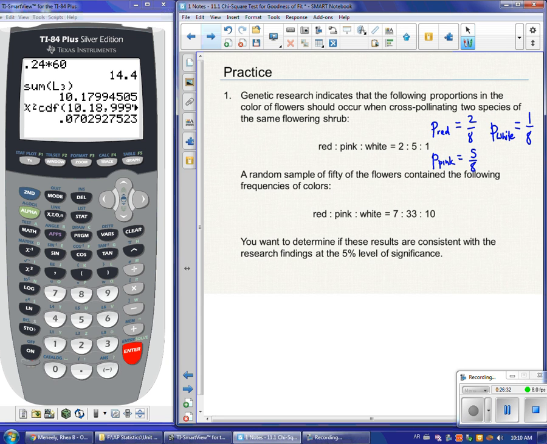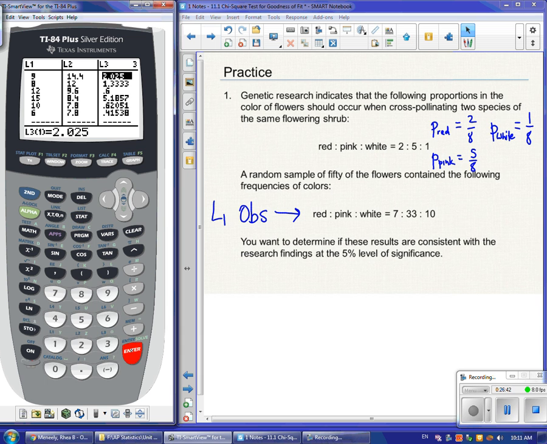So what I have here is what I observed. This is my observed data, so this is what I want to put in list 1. I'm going to go back into my lists and clear out what I've got in there. Since I'm going to use all 3 of these lists, I'm going to clear out all of them. What I observed was 7 red, 33 pink, and 10 white.